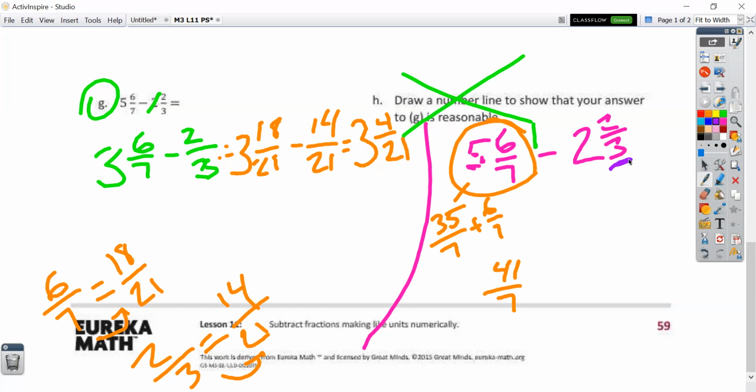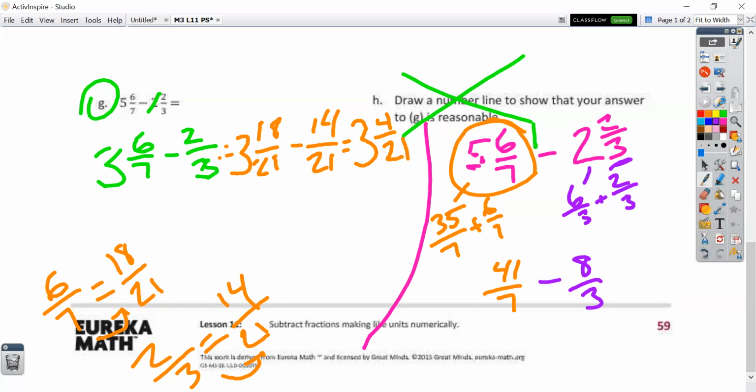Now, on this one, our unit's thirds. So how many thirds is 2 wholes? Well, let's count 3/3 twice. 3/3, 6/3. Well, 6/3 plus 2/3 is going to give us 8/3. So now we can rewrite that. Now we can show 41/7 minus 8/3.